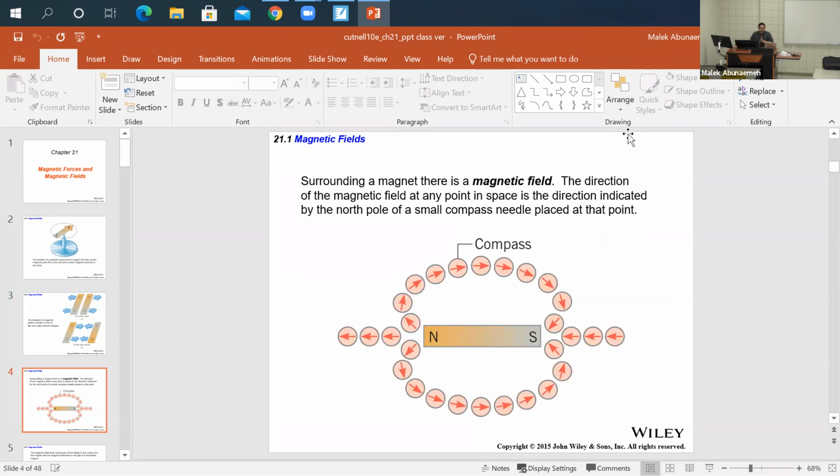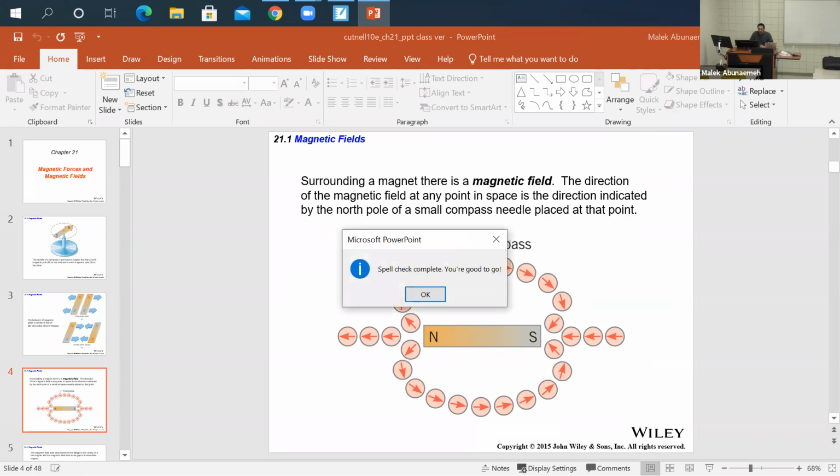So surrounding a magnet, there's something called a magnetic field. The direction of the magnetic field at any point in space is the direction indicated by the north pole of a small compass needle placed at that point. It goes in from the north to the south.